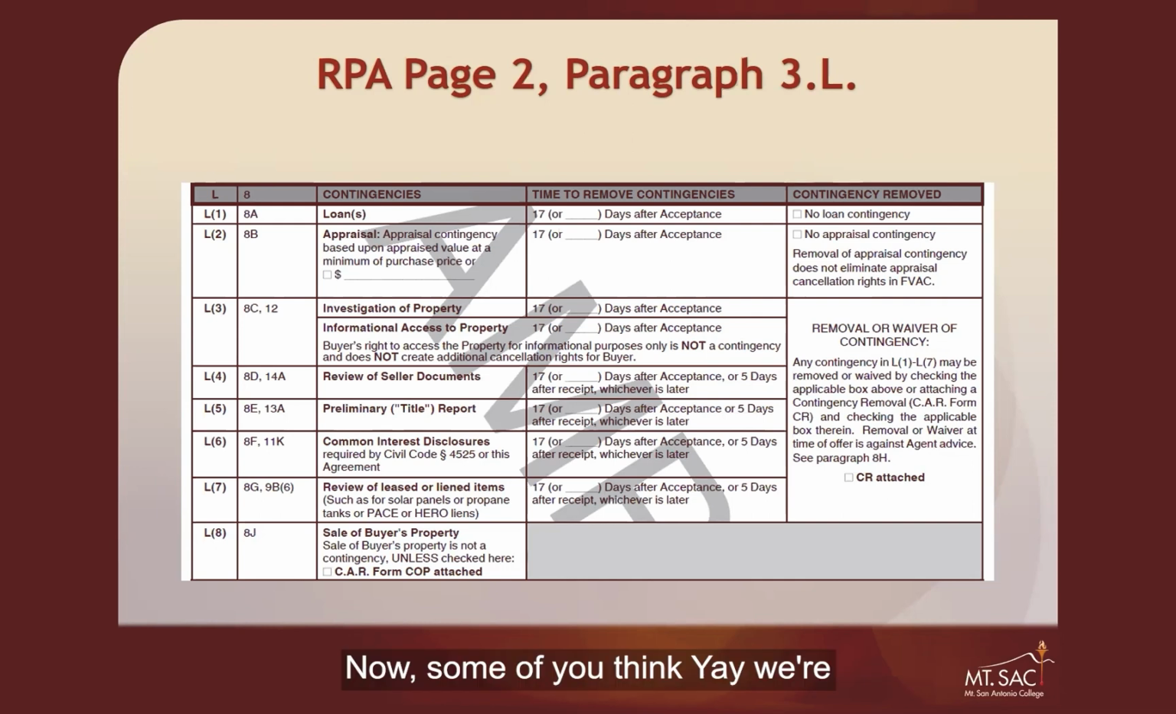Now, some of you are thinking, yay, we're saved. We can start writing non-contingent offers. Wait a minute. You don't know if that property or that seller is TDS exempt or not. So you don't know going in. So please be very careful here. Just because you've got some statutory cancellation rights, you may not, depending on the seller or the property. Okay, so FYI on it.